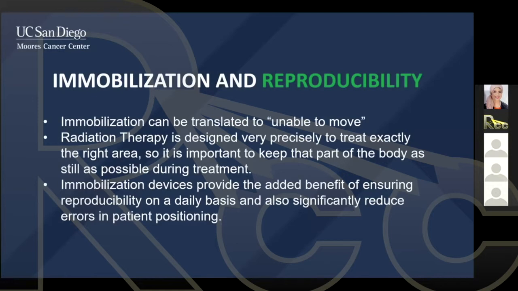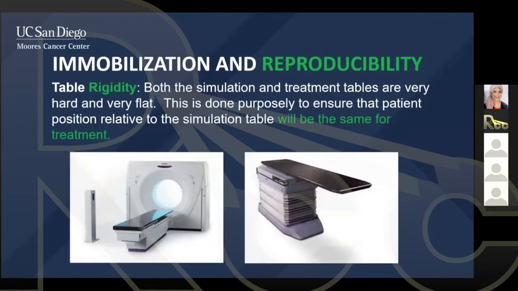Immobilization devices provide the added benefit of ensuring reproducibility on a daily basis and also significantly reduce errors in patient positioning. Another very important aspect of reproducibility is table rigidity. Both the simulation and treatment tables are very hard and very flat. This is done purposely to ensure that the patient position relative to the simulation table will be the same for treatment.